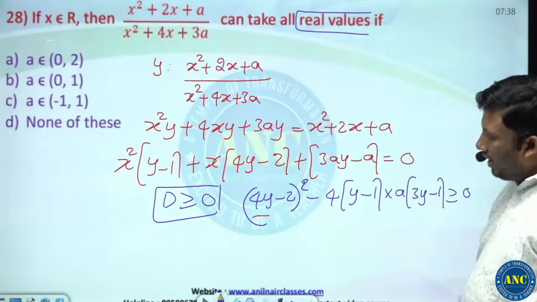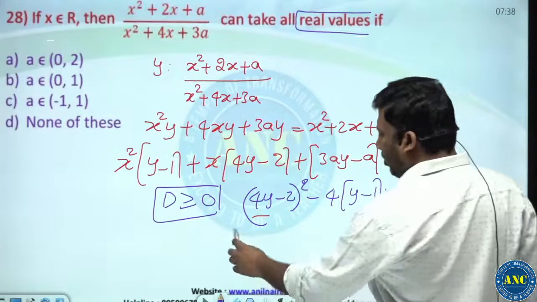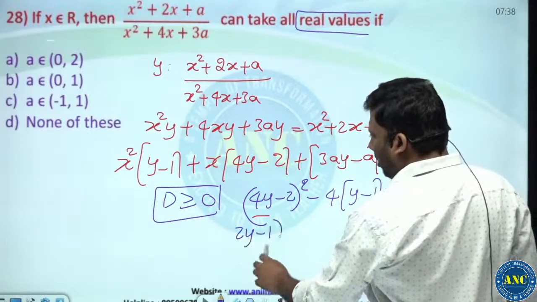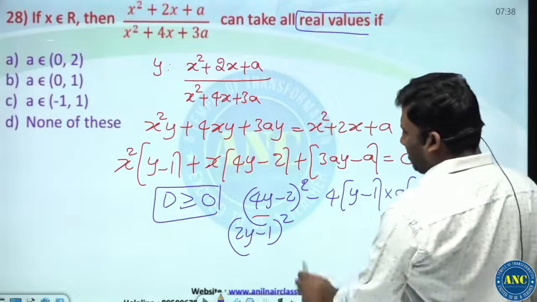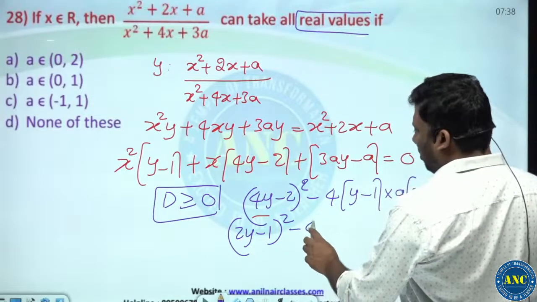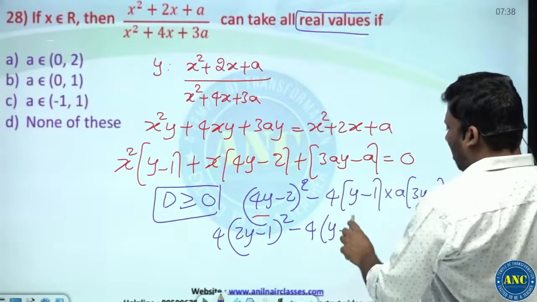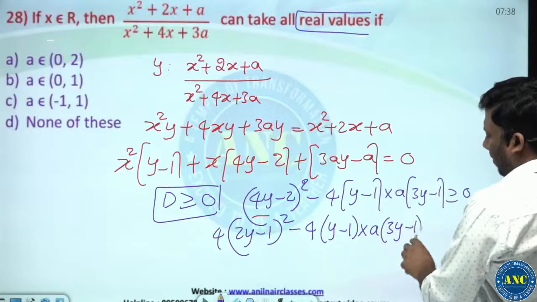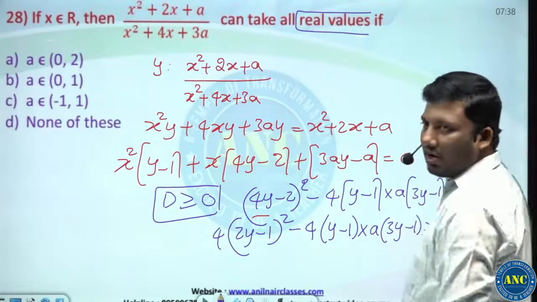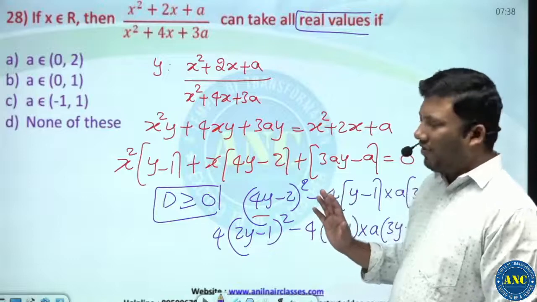I hope the idea is clear. So, if I take 2 common, 2 square is 4, 2y minus 1 whole square. This will be minus 4 into y minus 1 into a into 3y minus 1 greater than or equivalent to 0. Solve this equation, you will find it.